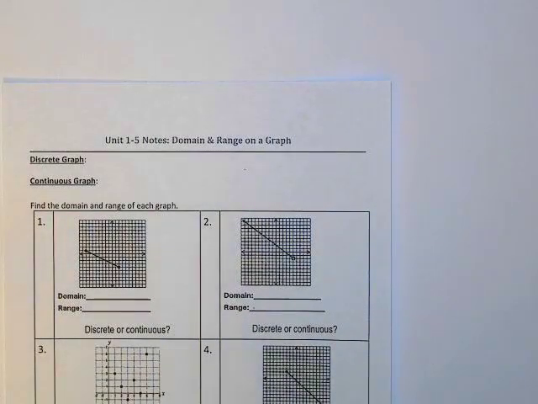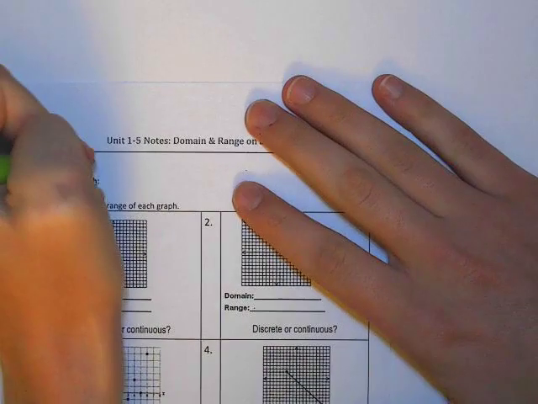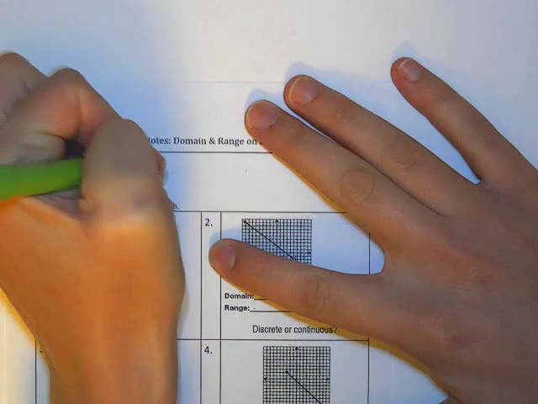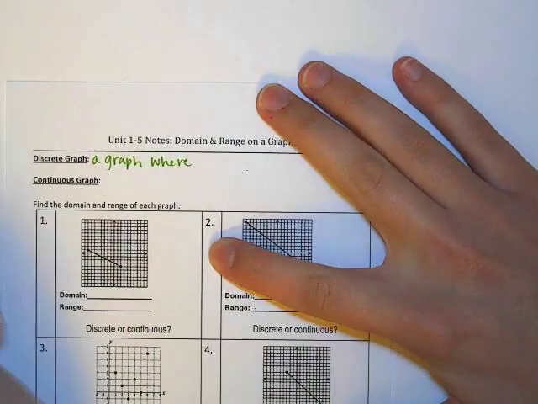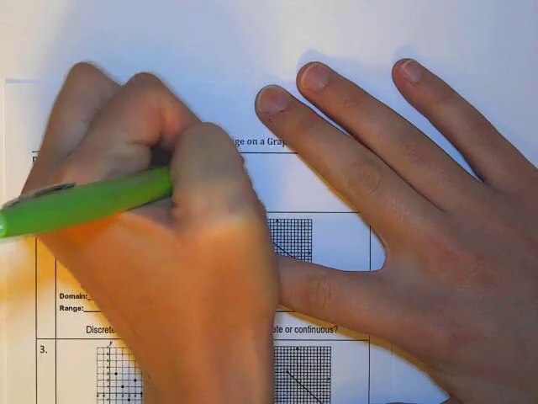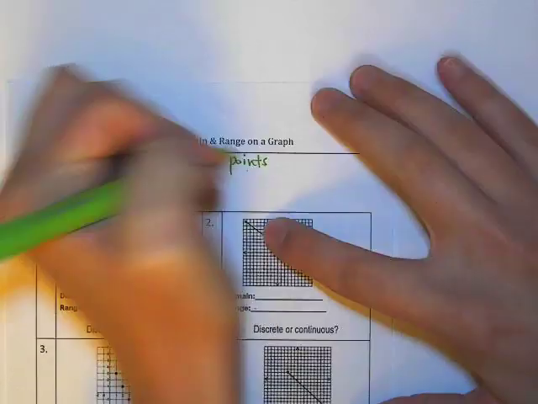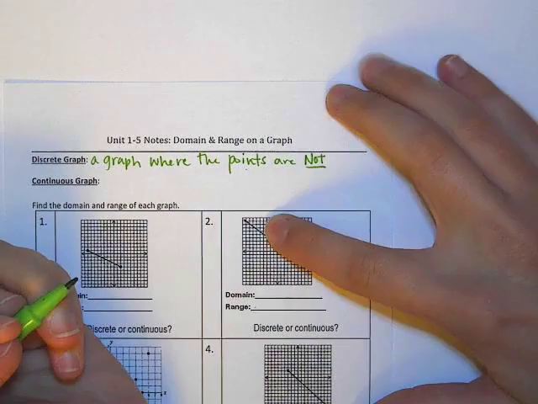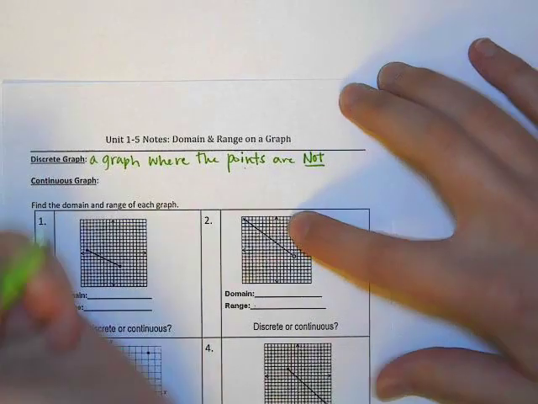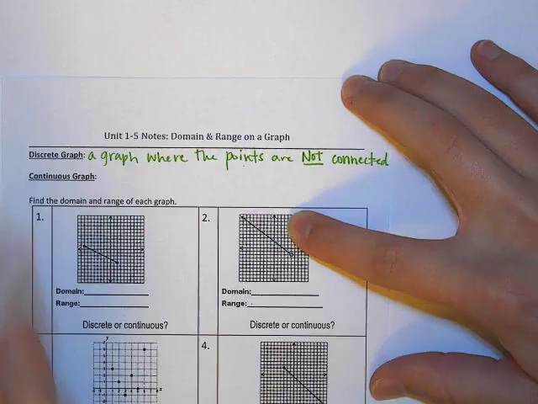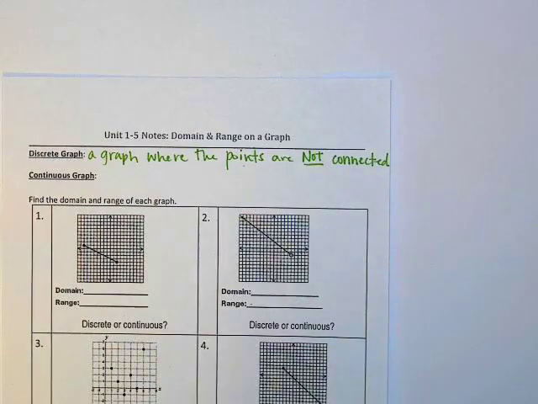A discrete graph is a graph where, you guys should be writing with me. Don't wait till I'm done. A graph where the points are NOT, and that's important that they're not, so I underlined it and capitalized it. A graph where the points are not connected.